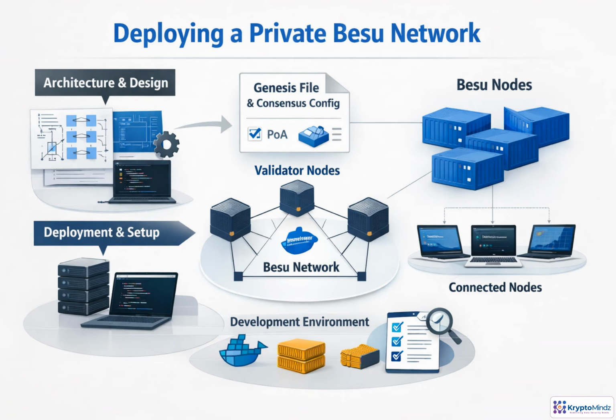Now we move from blockchain architecture into execution. You'll take a Besu network design and turn it into a working private deployment, defining Genesis settings, choosing consensus, creating validators and accounts, connecting nodes, and using Docker to keep the environment reproducible.